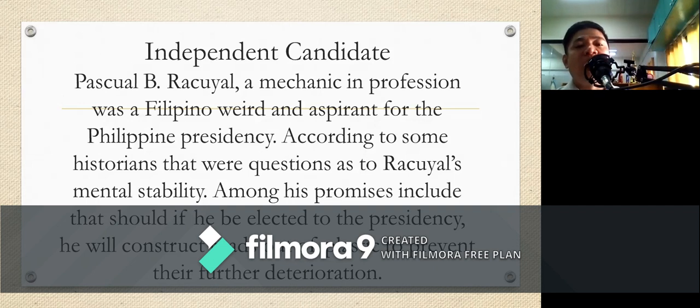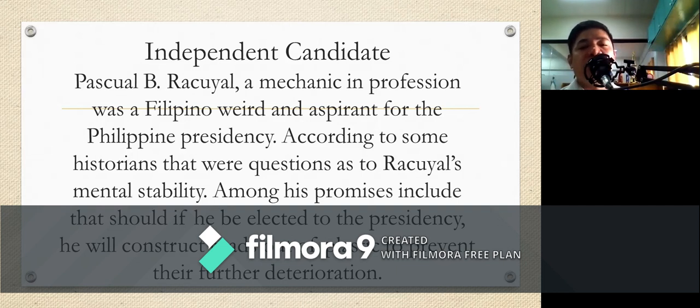So who are the independent candidates? Who is under the independent candidates? Pascual B. Racuyal, a mechanic by profession, was a Filipino aspirant for the Philippine presidency.